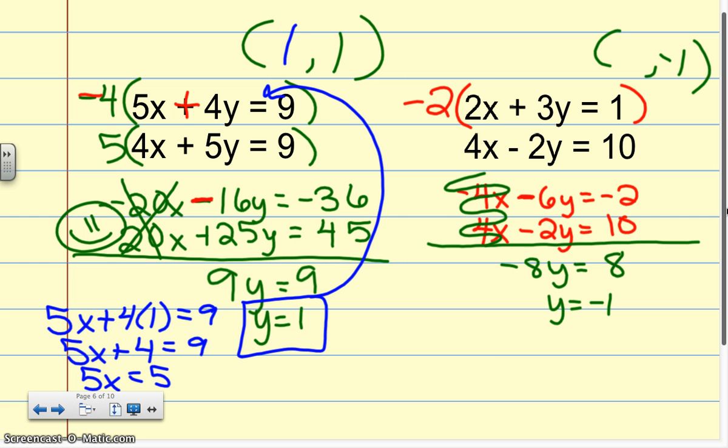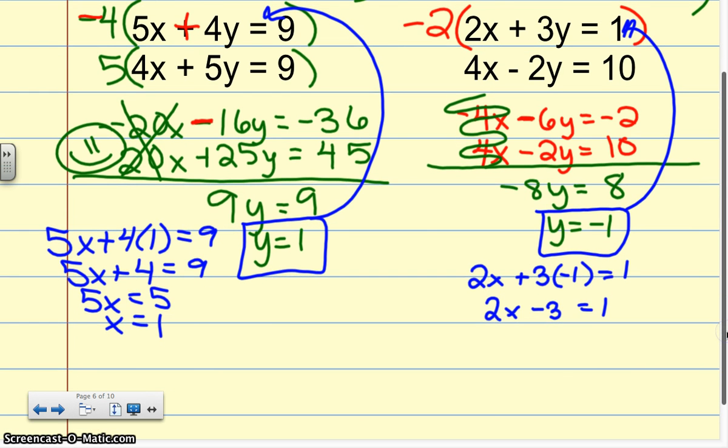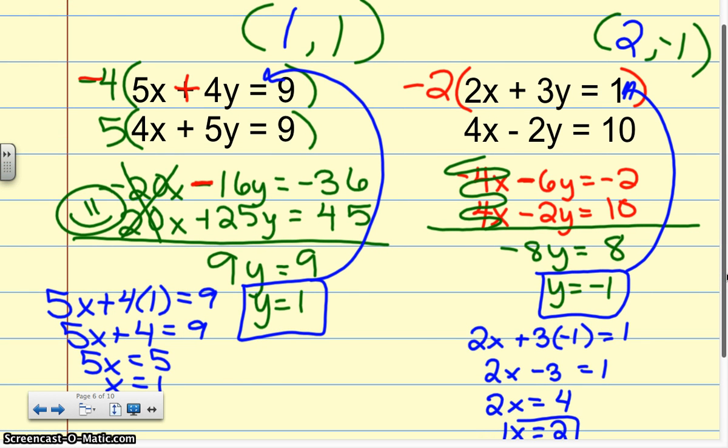Okay, now I'm going to find my x. Again, my preference. Where do you think this is going to go? It's going right there. Okay, rewriting 2x plus 3 times y equals 1. 2x minus 3 is equal to 1. How did I get the minus 3? Ask yourself that. 2x is equal to 4. X is equal to 2. So I have my solution (2, negative 1). These two lines would intersect at the point (2, negative 1).